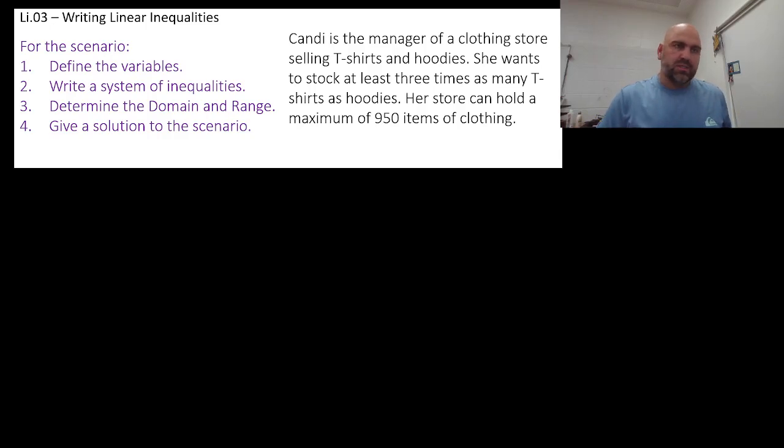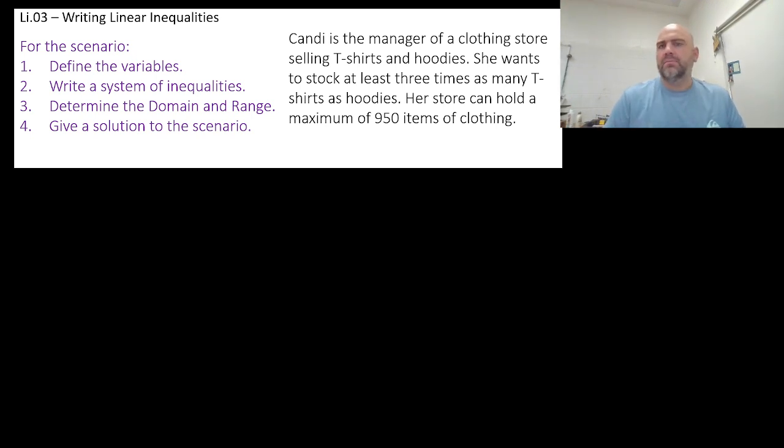All right, so welcome to this example here. We're going to take a look at how we can create a system of inequalities based on some context that we're given, and then try to solve those inequalities, or at least show the area that will work for these inequalities. So here's our example.